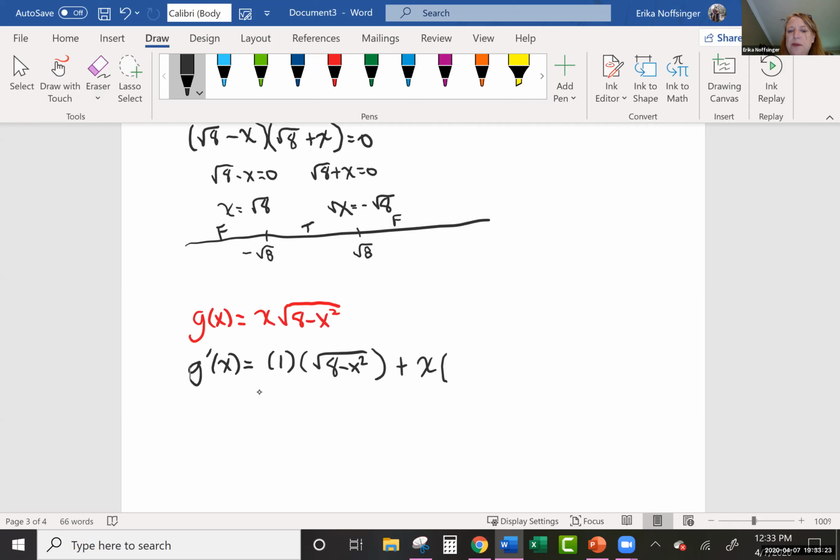So think of that as a power, 1/2 power. So if you bring your power down front, 1/2 of the inside, 8 minus x squared. Subtract 1 from the power. So it's going to give you 1/2 minus 1 is negative 1/2 times the derivative of the inside. So the derivative of the inside, 8 minus x squared, is negative 2x.